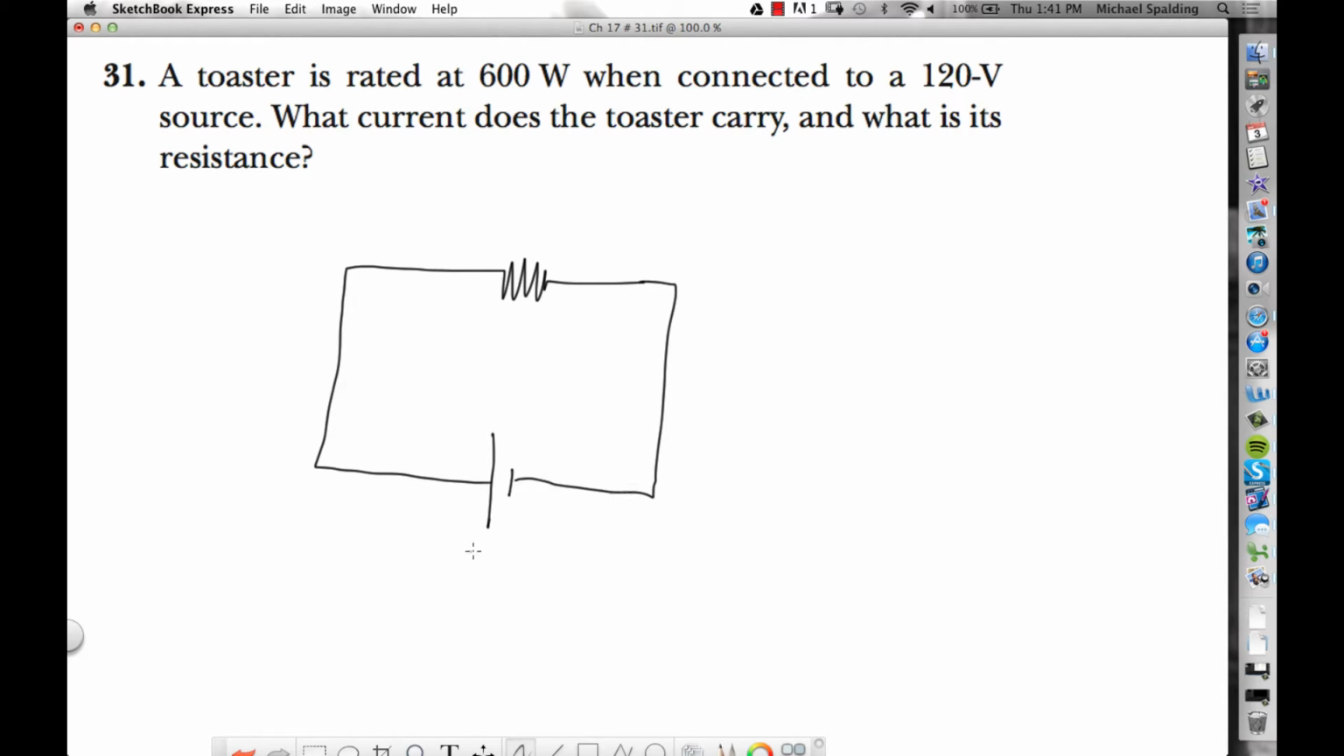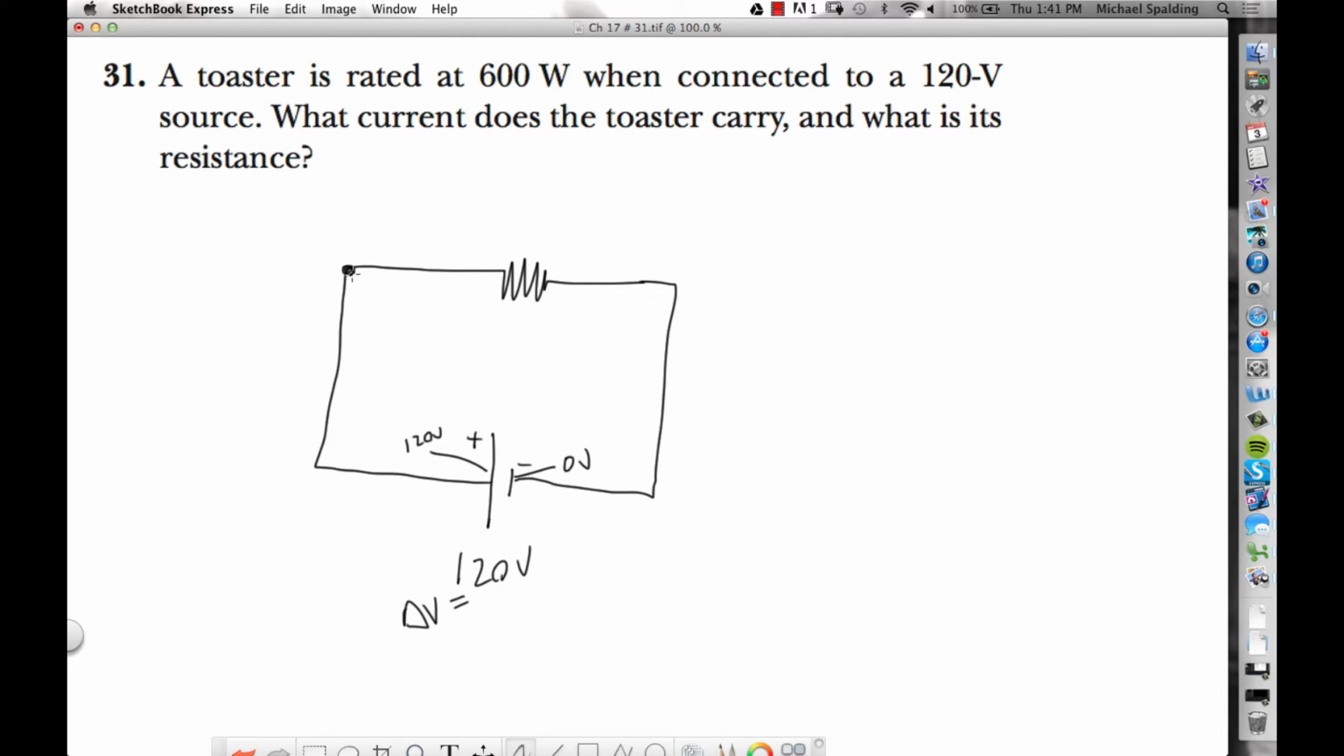Our voltage here is 120. Long line's positive, short line negative. So this is simply, remember, that's our delta V, right? So the easiest way to do this is make the negative plate 0. The positive plate is 120.